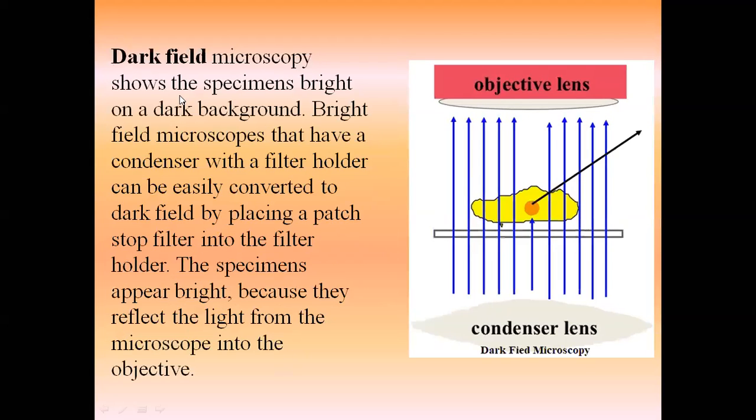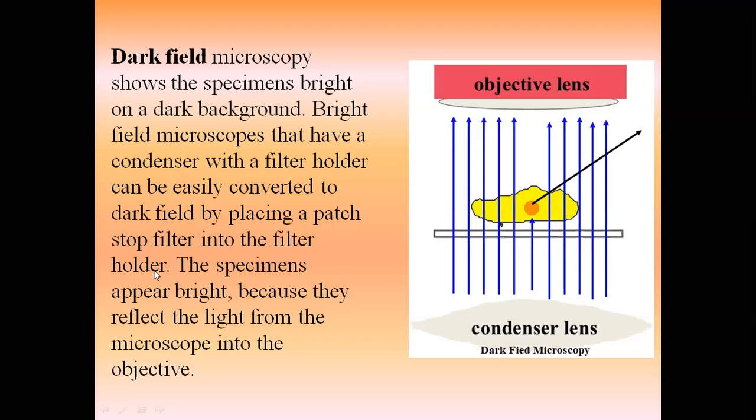So what does dark field microscopy say? A dark field microscopy shows the specimens bright on the dark background. So in comparison, when it was a bright field microscopy, the background was bright. When it is a dark field microscopy, the background is dark. So keep that in mind. A bright field microscope that has a condenser with a filter holder can be easily converted to dark field by placing a patch stop filter into the filter holder.